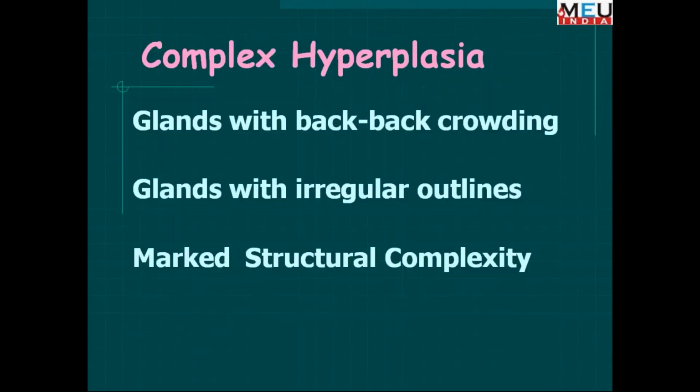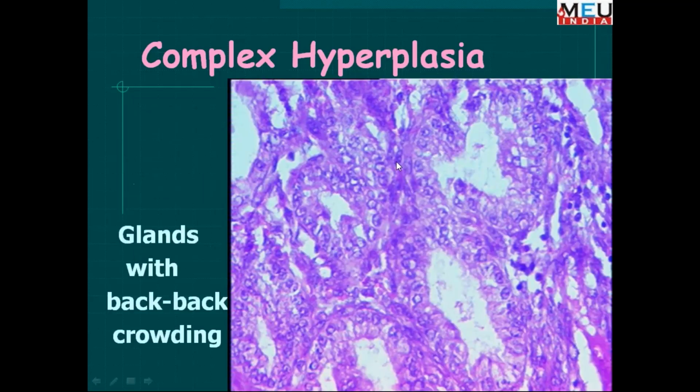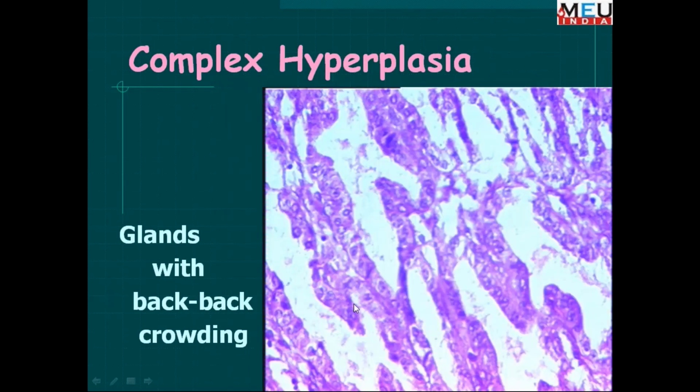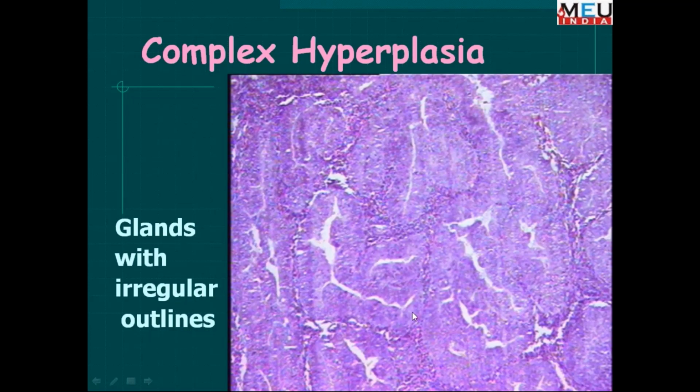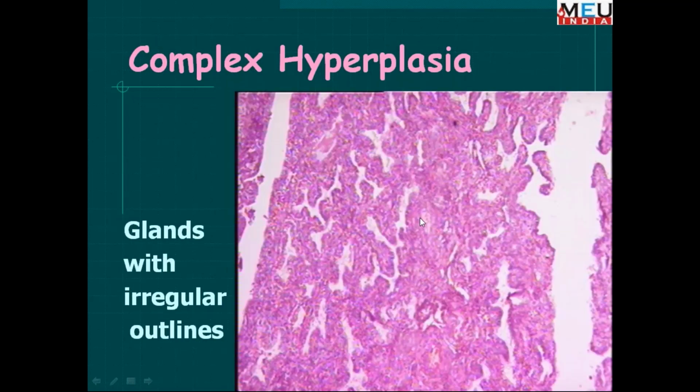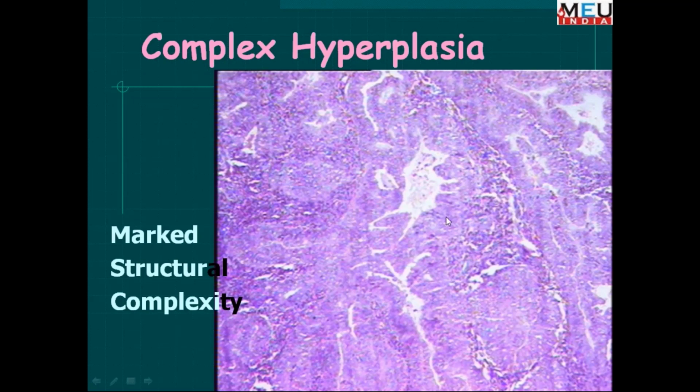Now, complex hyperplasia is when the glands occur with back-to-back crowding, and there are glands with irregular outlines and marked structural complexity. This means that the stroma in between the glands is less, and the glands start touching each other. In this slide also the glands show back-to-back crowding. Here again there is back-to-back crowding, and gradually we start finding some features of atypia.